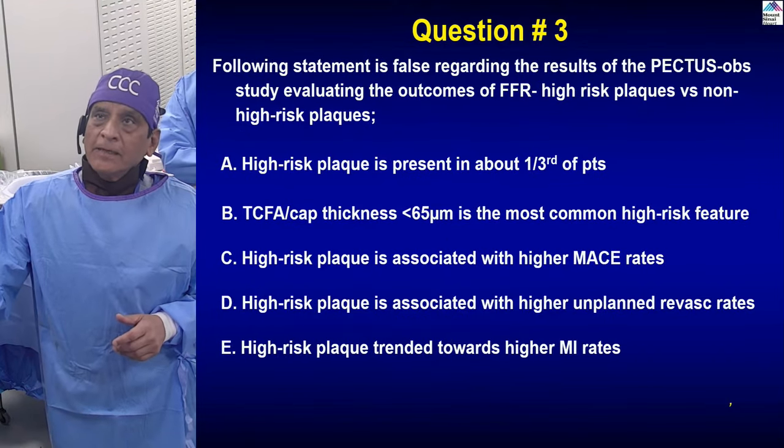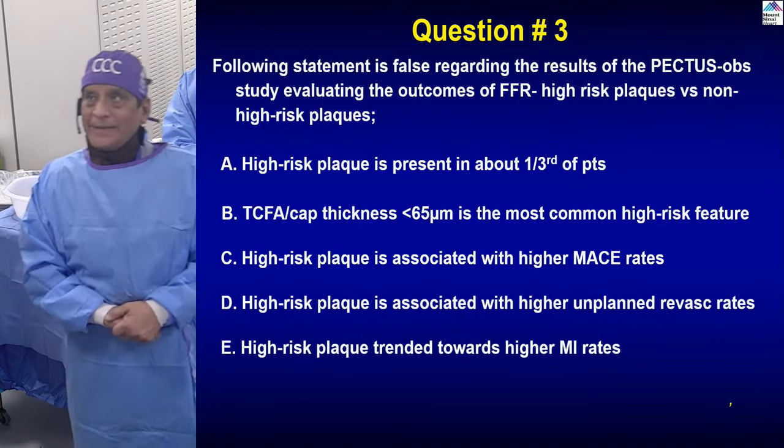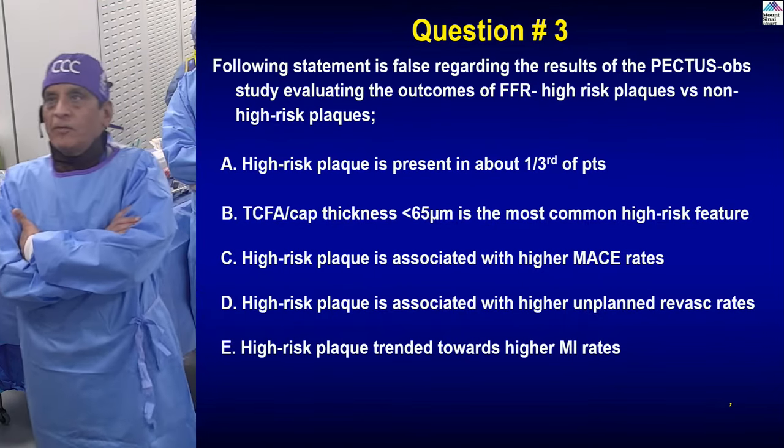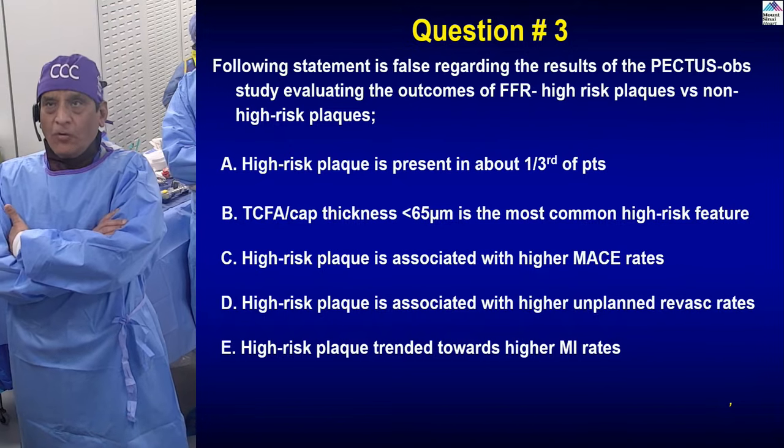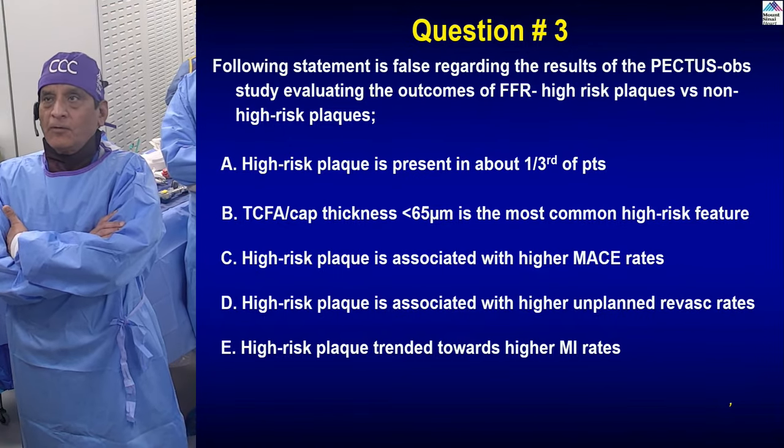So then lastly, the following statement is false regarding the results of the PECTUS OPS study evaluating the outcome of FFR negative high-risk plaque versus non-high-risk plaque. High-risk plaque is present in about 1/3.